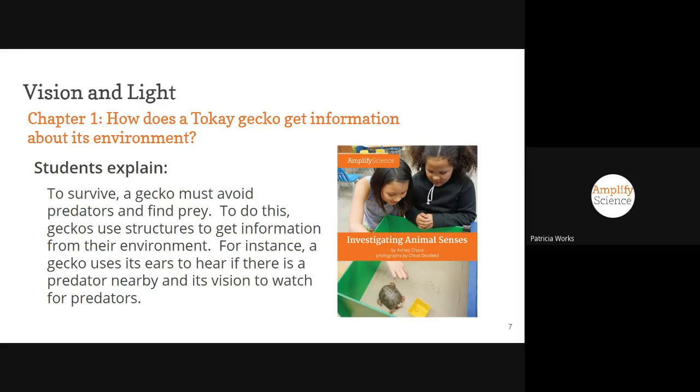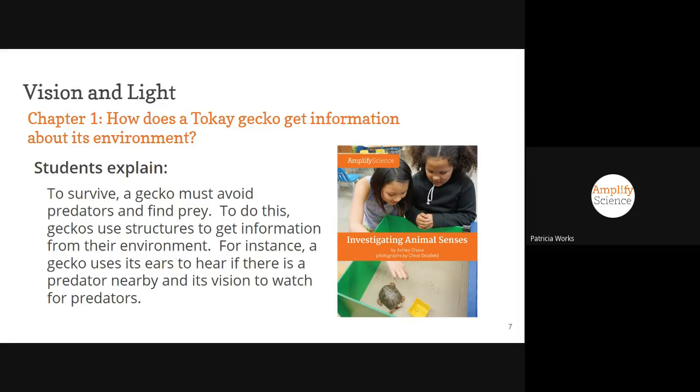At the end of Chapter 1, students return and apply these ideas to the anchor phenomenon. They explain that in order to survive, a gecko must avoid predators and find prey. To do this, geckos use structures to get information from their environment. For instance, a gecko uses its ears to hear if there are predators nearby and its vision to watch for predators.